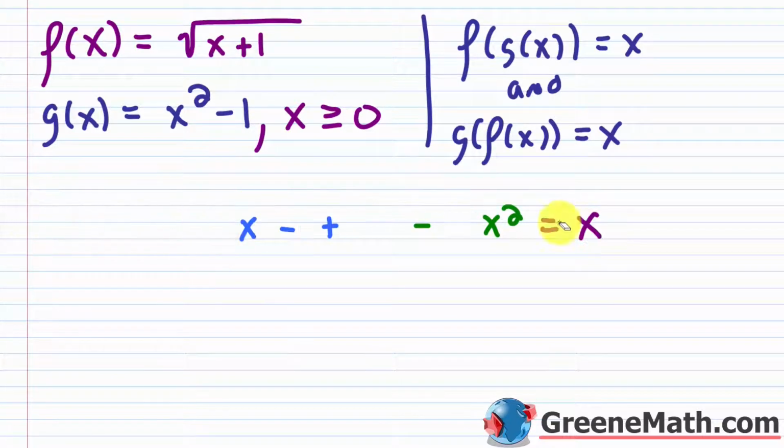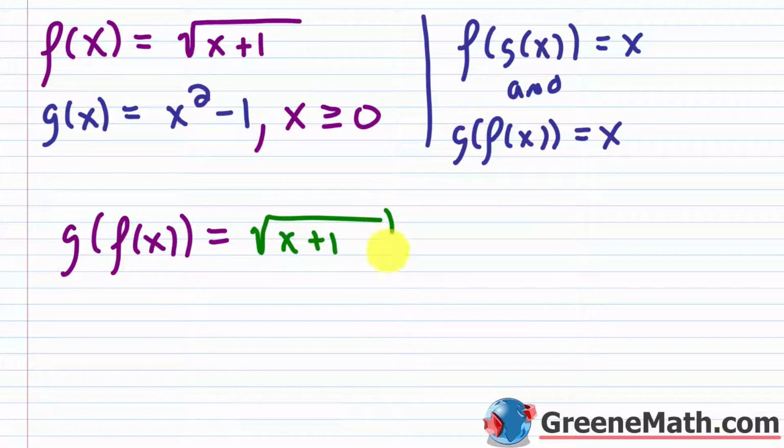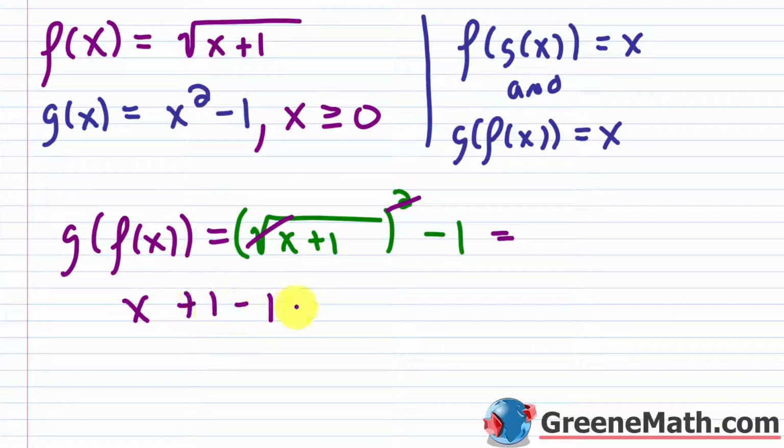Now, if we erase this and do the other one, there's no issue, no problem. So g of f of x is going to be equal to, instead of x squared, remember I'm plugging this in for x, so I'm going to have the square root of x plus 1, this quantity squared, and then minus 1. No issues here. You can just cancel this away, and it's x plus 1 minus 1, which equals x, okay? So that's why it's very important to check both of these.